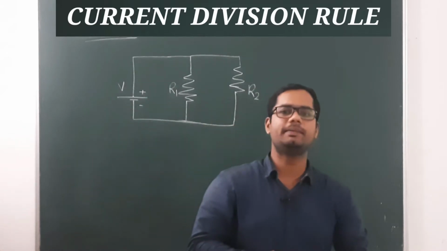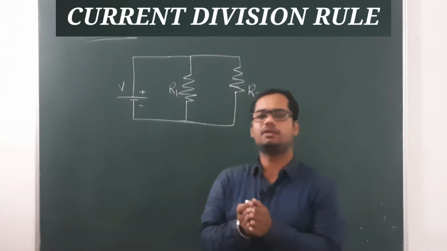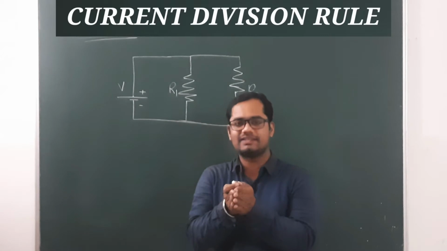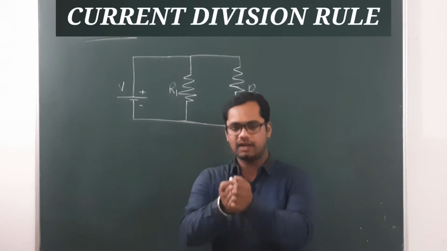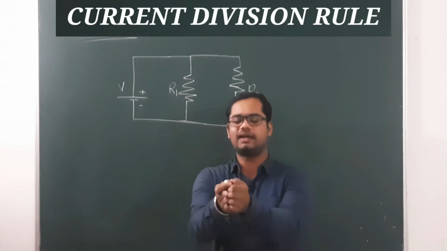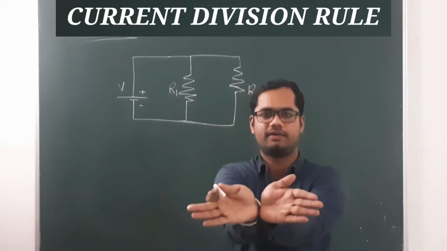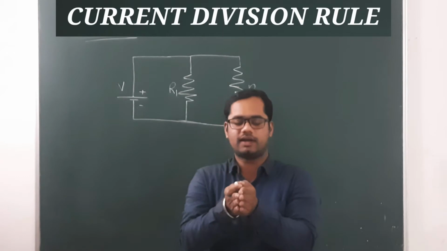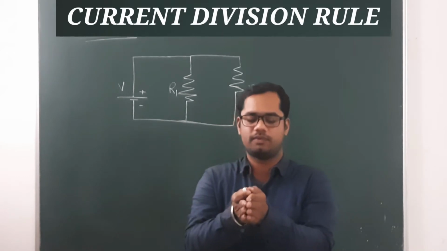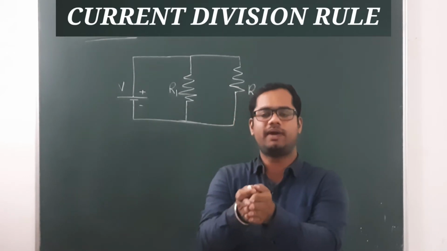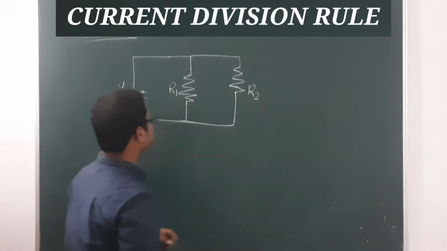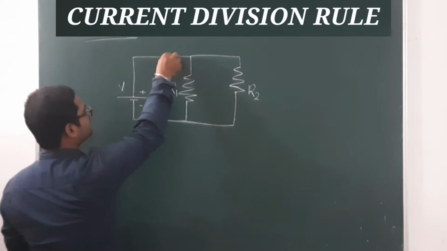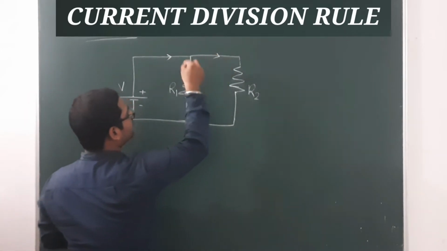So how does current division work? Current division means the current is flowing in a single path, and suddenly it gets two paths. This is the current and it gets divided. The current flows in a single path, and then it is divided into two parts. At this stage, we can say current division can be applied.